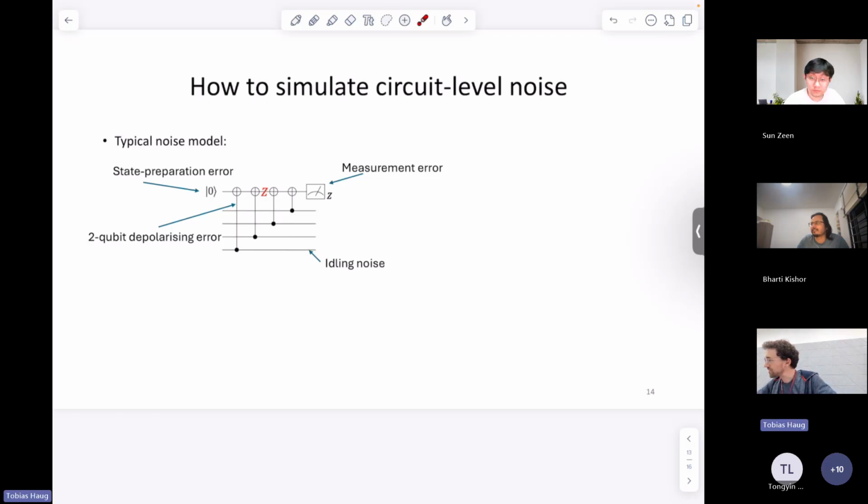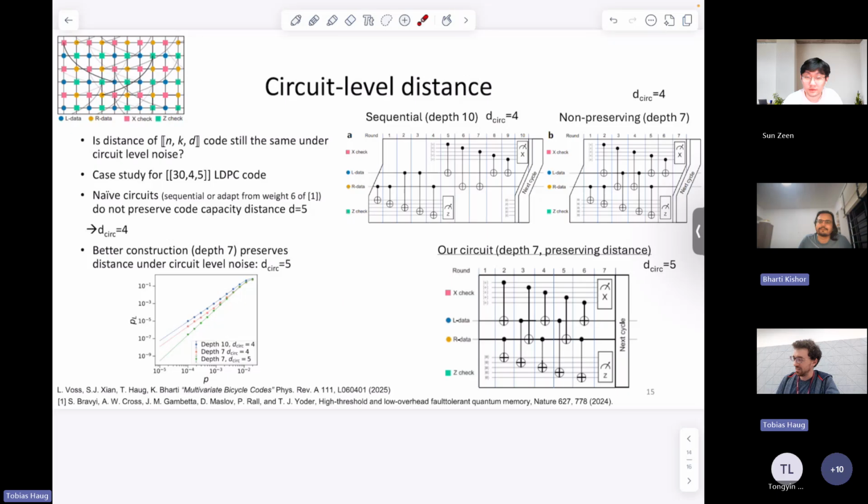How much time do we have left? 15 minutes or so, I guess. Yeah, 15 minutes. Okay, got it. Okay, good.